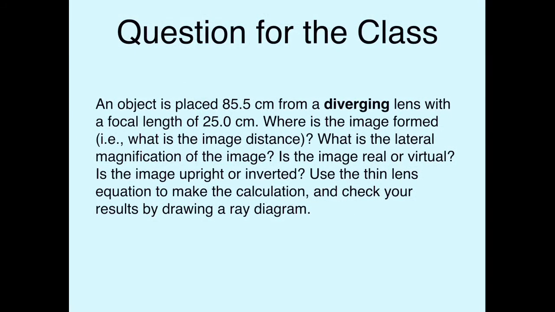Okay, let's do another one. So here we have an object placed 85.5 centimeters from a diverging lens. So keep that in mind. We have a diverging lens now, which has a focal length of 25 centimeters. So same set of questions. Where is the image formed? What is the lateral magnification? Is the image real or virtual? Is the image upright or inverted?